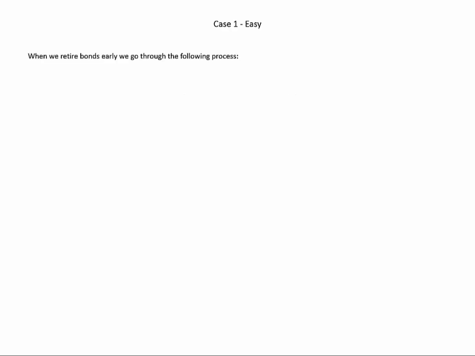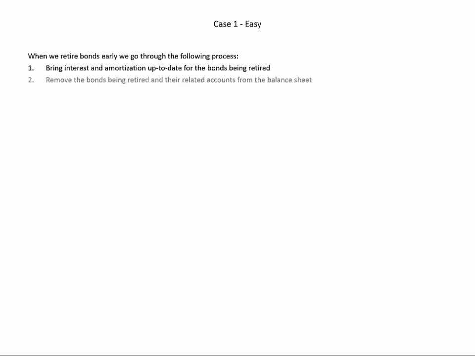Now, when we retire bonds early, we're going to go through the same multiple step process. Step 1 is always going to be to bring interest and amortization up to date for the bonds that are being retired. Again, if the bonds last paid interest on December 31st, 2001, and we're retiring them in the middle of 2002, we need to record the interest expense associated with having the bondholders' money for the 4 or 5 or 6 months that we've used it since we last paid interest.